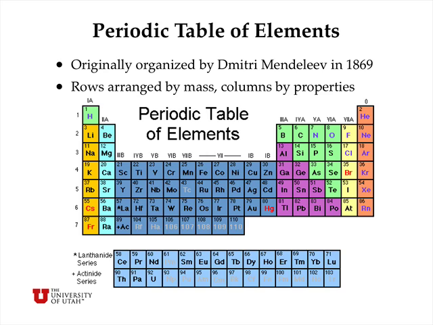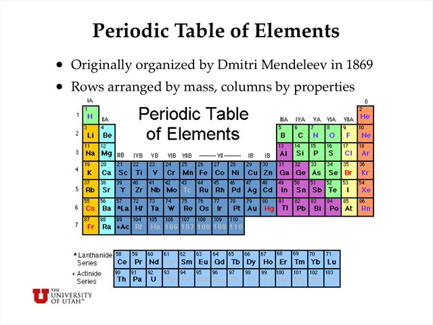And so you can see that in the first row there are only two elements, hydrogen on the left and helium on the right. In the second row of the periodic table there are 8 elements, and the third row has 8 as well. The fourth row has 18 because there are 10 extra metal elements inserted in the middle, and so on. So we have different series of elements which are organized in this way.